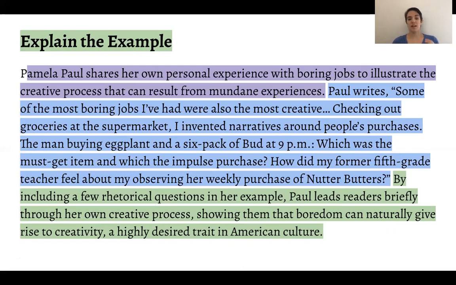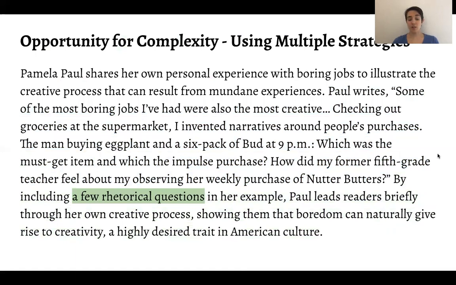Here's what I really want you to know is the thing that she's really trying to demonstrate or to get at for us. So this is a really great opportunity for complexity. I have included in this example a few rhetorical questions. So this is kind of like when you pull out words and phrases from the quote that really show us how this kind of connects. The questions are super long, so I don't want to pull them out, but I can talk about how there are rhetorical questions in her example.